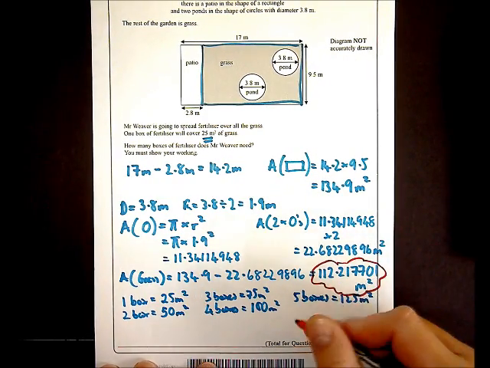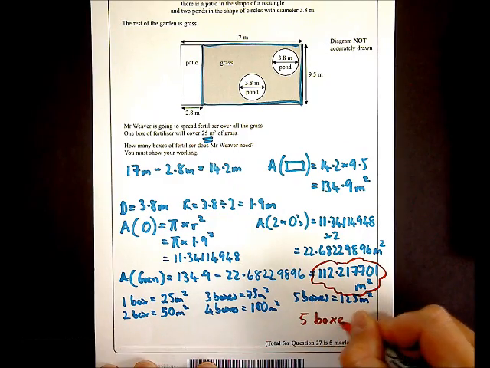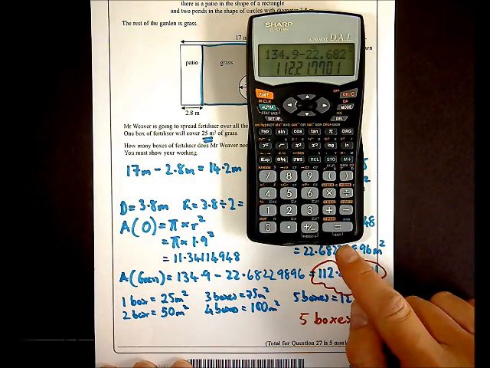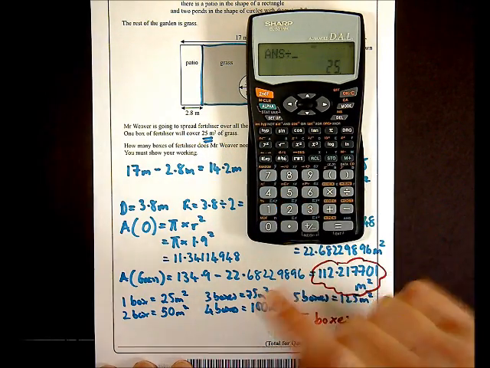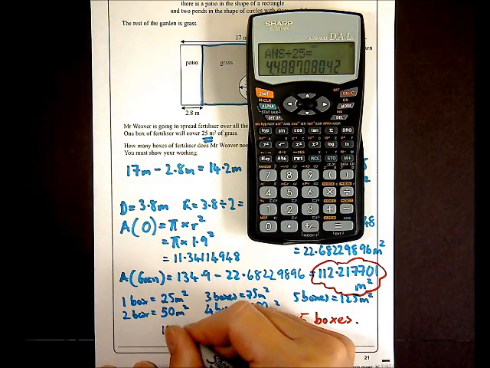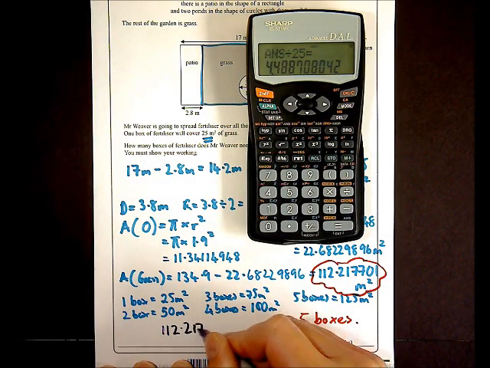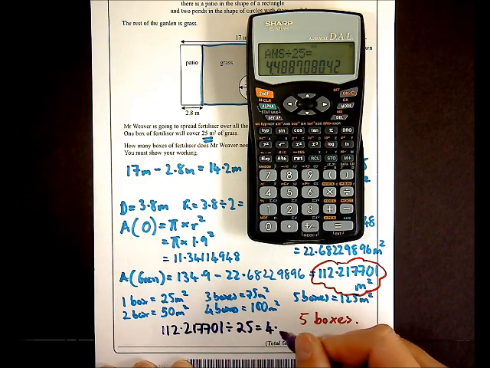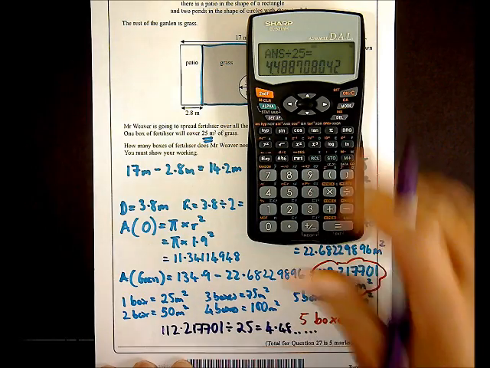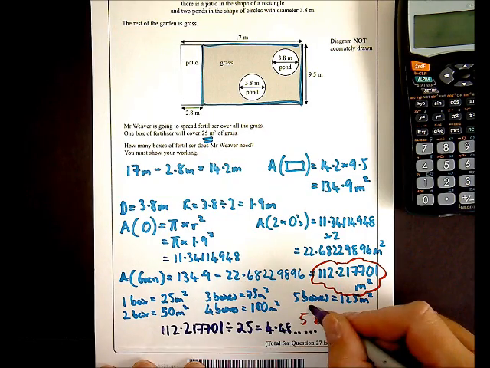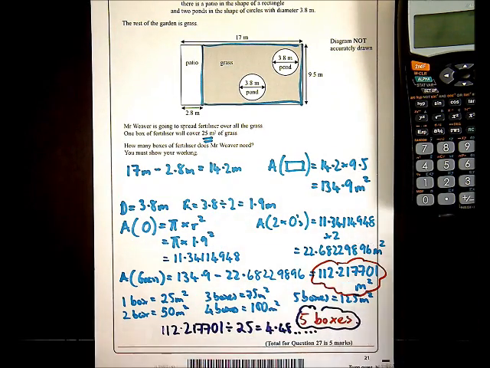And at that he's got enough to cover the 112 meters squared of the grass. So he's going to need 5 boxes. Now you could of course take the area of the grass and divide it by 25, and that will tell you that he needs 4.488708042 boxes. So if I'd done that, I would have done 112.217701 divided by 25, and it gives me this long answer of 4.48 and a few more numbers. Now obviously he can't buy 4.48 boxes, so he has to buy 5 complete boxes, and that's the answer I'm looking for.